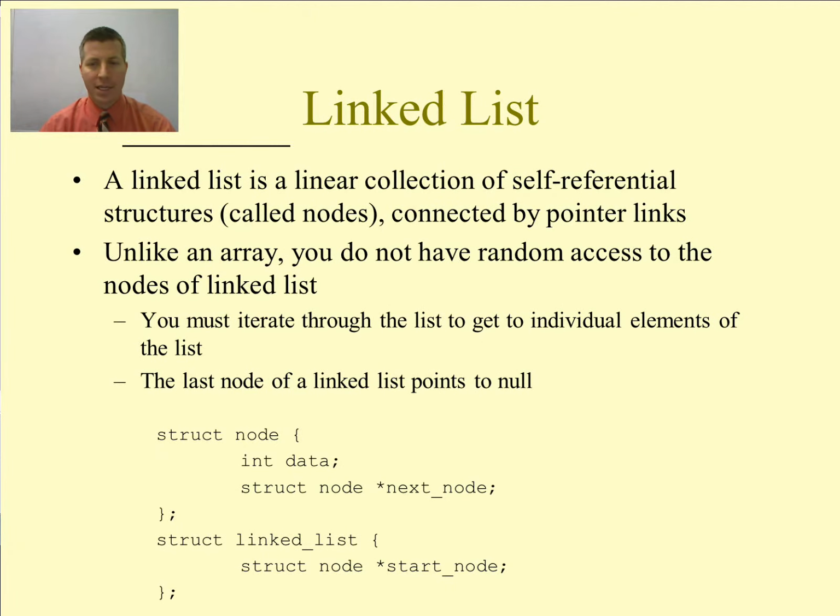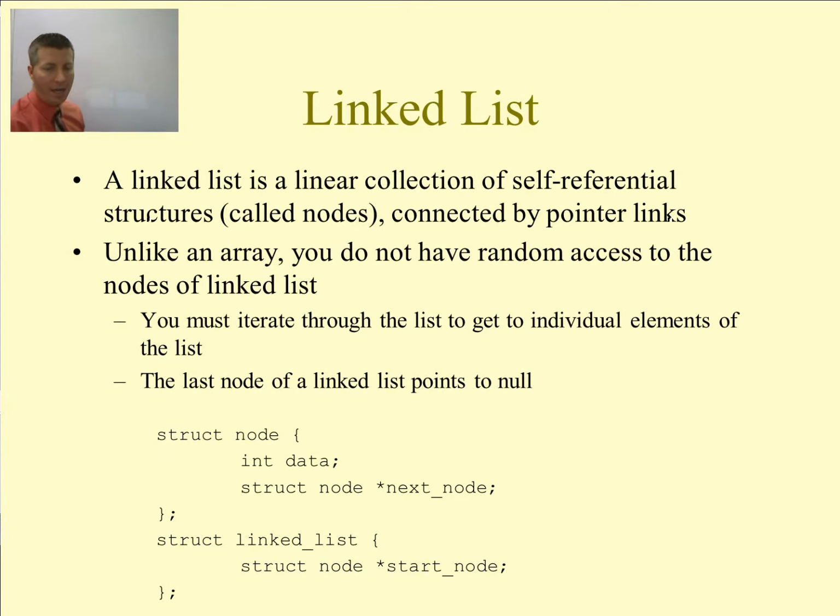Okay, our next data structure we're going to talk about is a linked list. Just two slides on that. A linked list is a linear collection of self-referential structures, okay? Kind of a big term, that's just the definition of it. They're called nodes. They're connected by pointer links. Unlike an array, we don't have random access to the nodes of a linked list. In an array, we could go to element 7 inside of our array because we had random access to it. With a linked list, we don't have random access. We're going to have to iterate through the entire list to get to the individual elements.